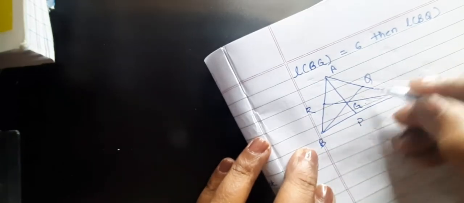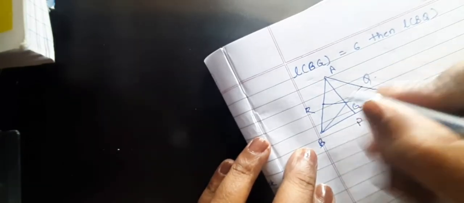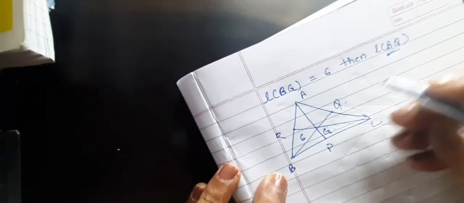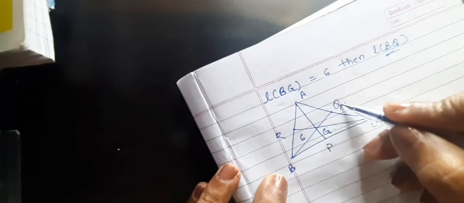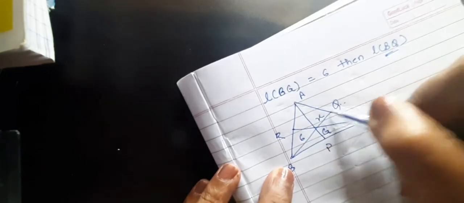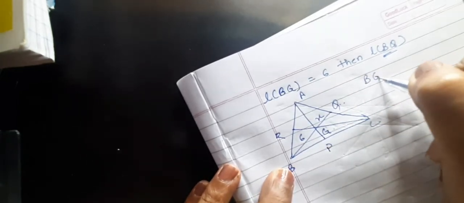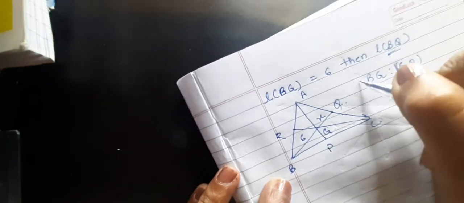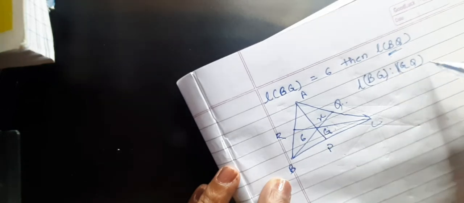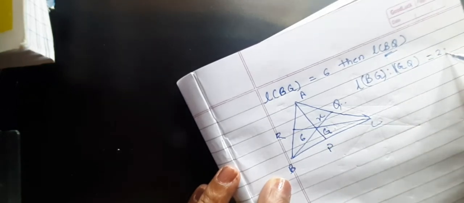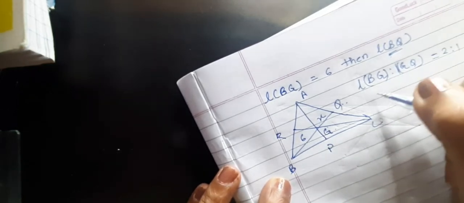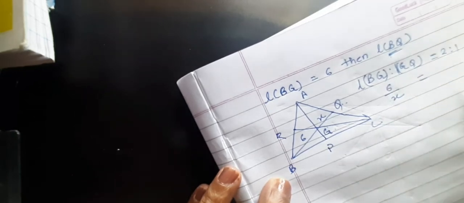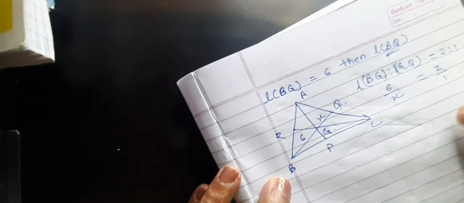Okay, so BQ we have to calculate. BG is given to us as 6. So to find out BQ, I have to first find out GQ. So I'll consider GQ as X. So BG is to GQ, length of BG is to length of GQ will be equal to 2:1. So I can write 6 upon X is equal to 2/1, right?